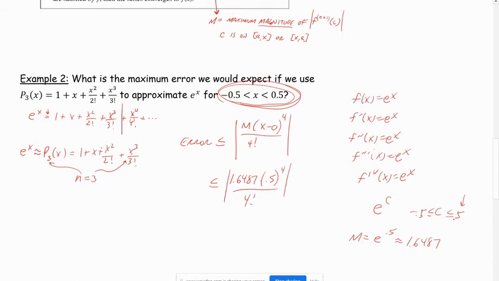So now if you go ahead and type that into your calculator, we'll see that our error is smaller than 0.00429. So by truncating this series after the third degree term, we know that our error is going to be smaller than 1/100th for sure. It's as it says here, it's definitely less than 0.00429.